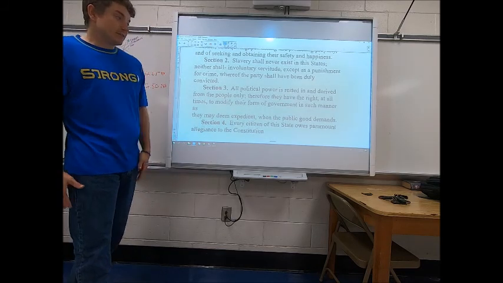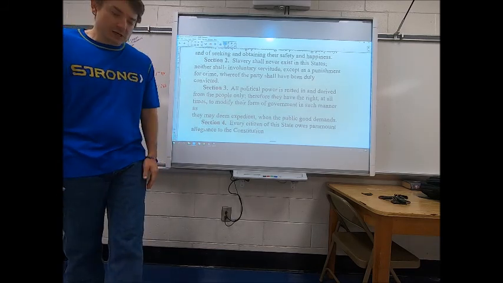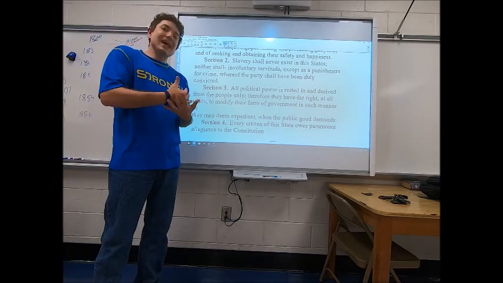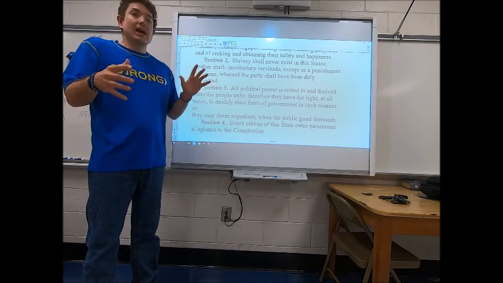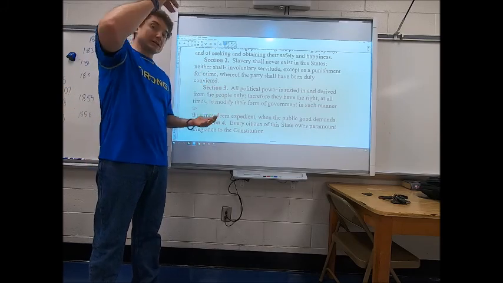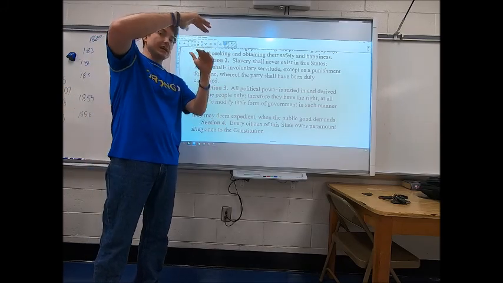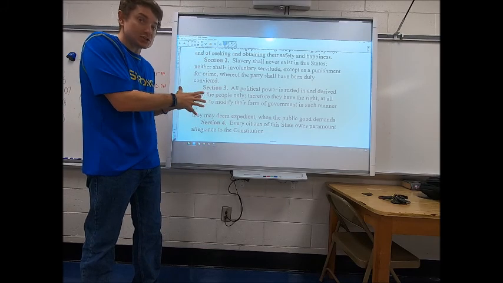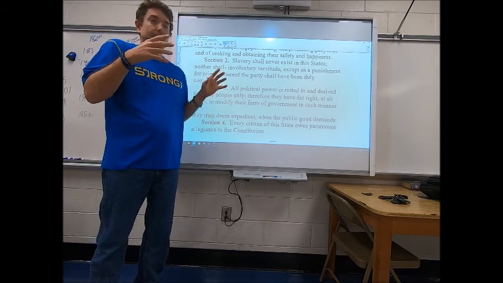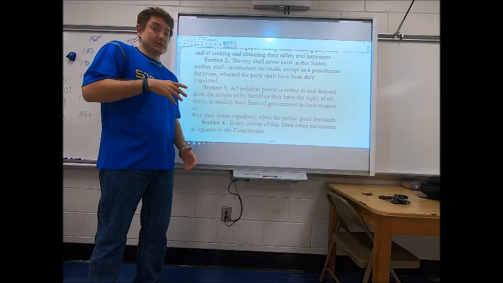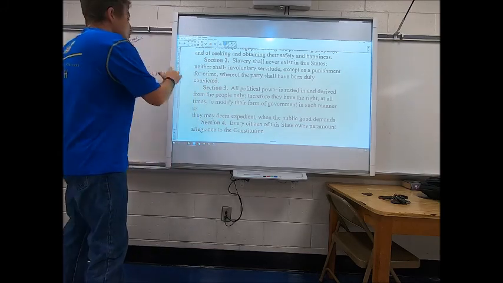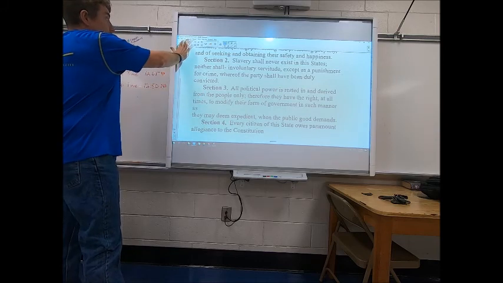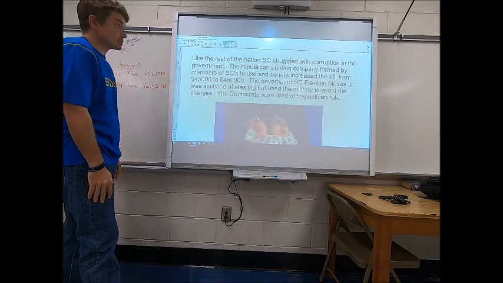And every citizen of this state owes paramount allegiance to the Constitution. This is that oath of loyalty that was required. This is the idea of federalism, that our national government is above the state government. This is anti-states' rights, so that we can argue against the idea that South Carolina says, well, we have the right to do what we want to, even if it is a national law. So we are saying we don't have that right anymore. The national government comes first.